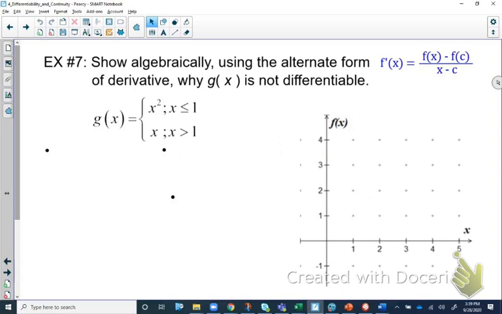Okay, so what we're going to be taking a look at here for this example, it's asking us to algebraically use the alternate form of the derivative to show why the piecewise function g of x is not going to be differentiable. Now, I think that the question got cut off a little bit. It's not going to be differentiable at 1. That's really what we're going to be looking at.